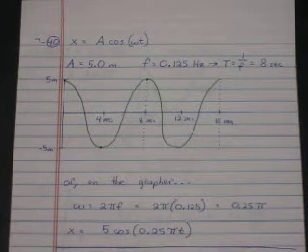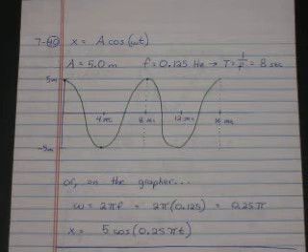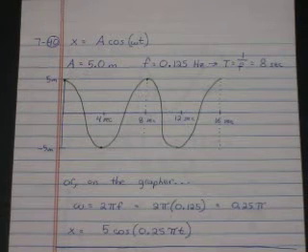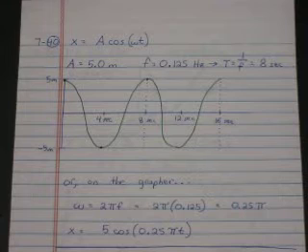Number 40, some graphing exercise. A bungee jumper undergoes simple harmonic motion with an amplitude of 5 meters, frequency of 0.125 hertz. Graph the position versus time for 2 oscillation cycles.